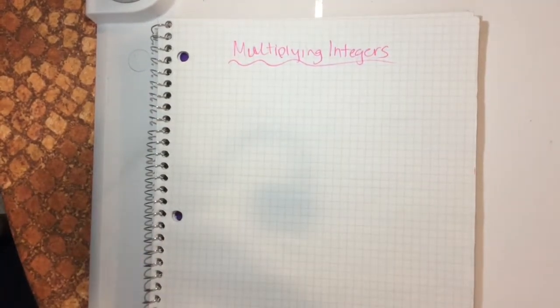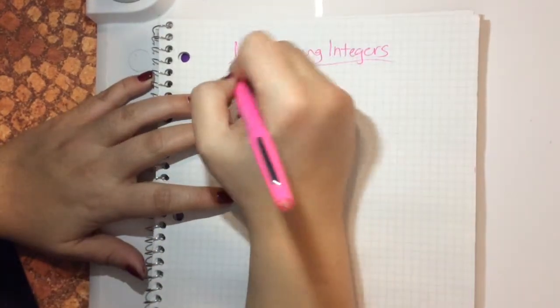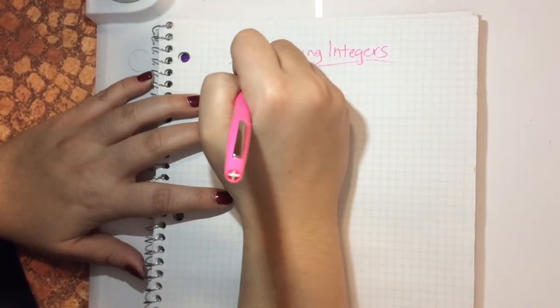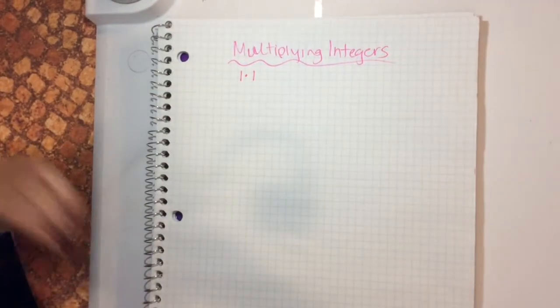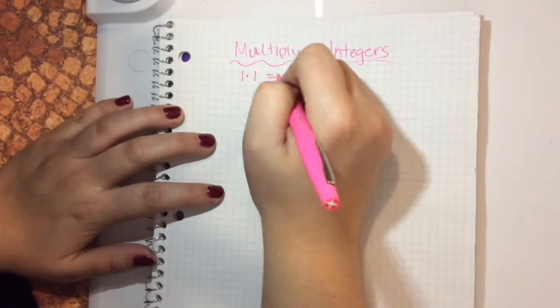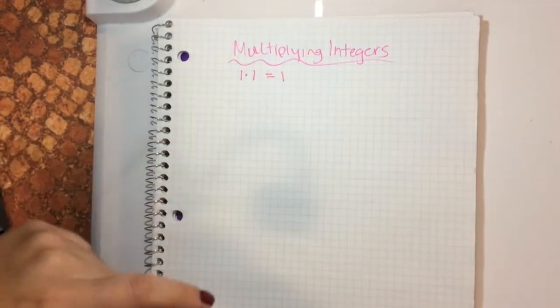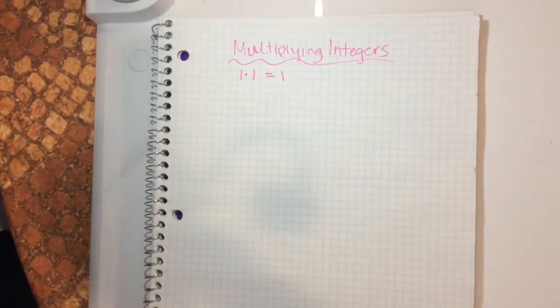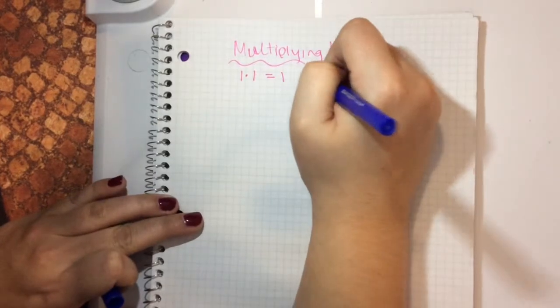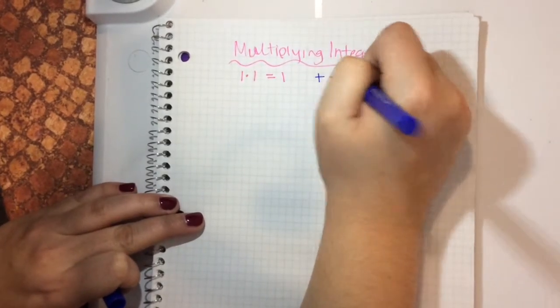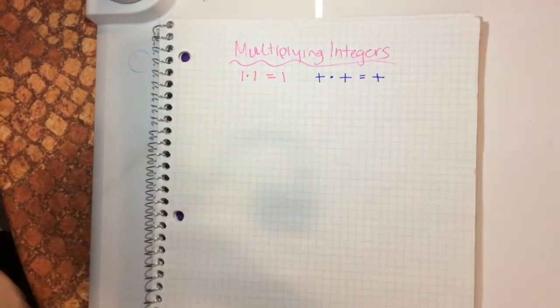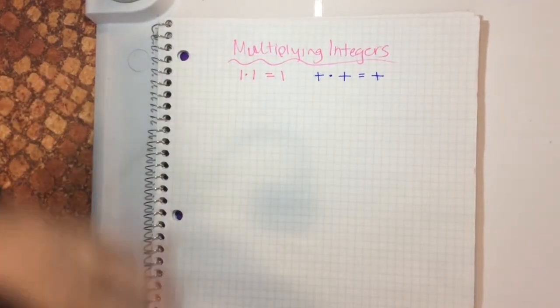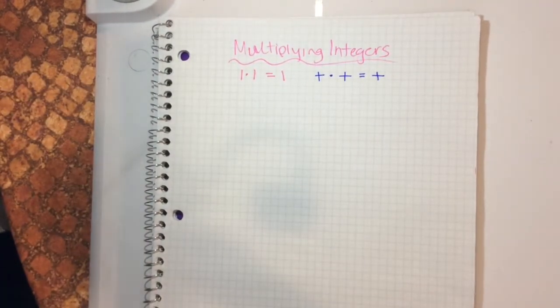Okay, so when we're multiplying integers together, it's really important for us to know what happens with the signs. So let's start with 1 times 1. We know what 1 times 1 is, right? It is 1. And this is going to be the pattern anytime I've got a positive number times a positive number. My answer is going to be positive. We've been doing those for years and years and years. We know what to do.